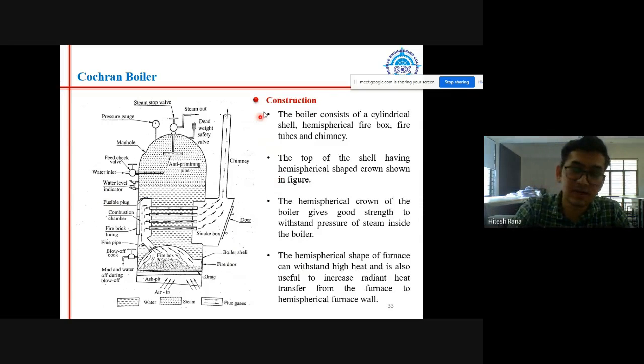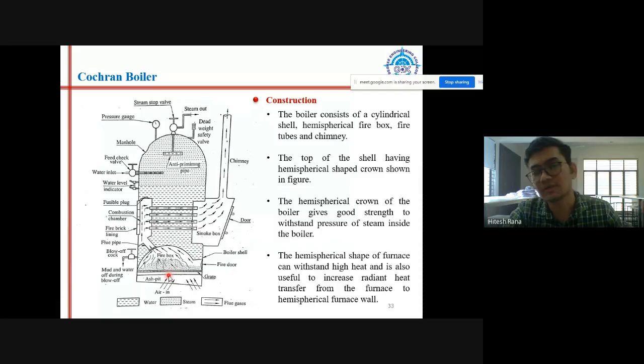So let's have a look at the construction. And before going to construction, first have a look at the components used in this boiler. Below over here you can see an ash pit, and above the ash pit a grate is there. Now you should remember what a grate is. A grate is basically a platform on which we place our fuel for burning.